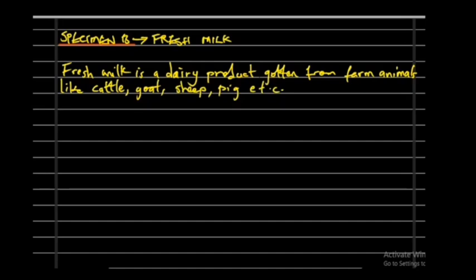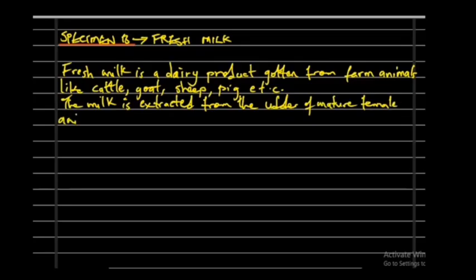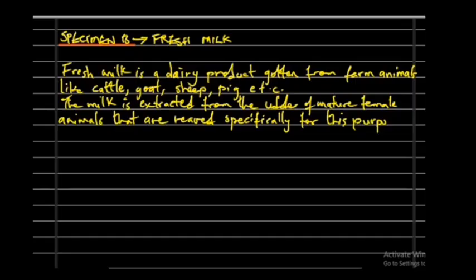The milk is extracted from the udder of mature female animals, female animals that are reared specifically for this purpose, just reared specifically to produce milk.